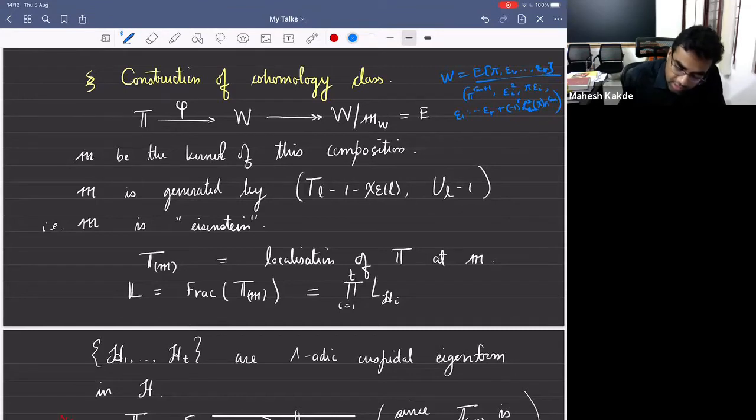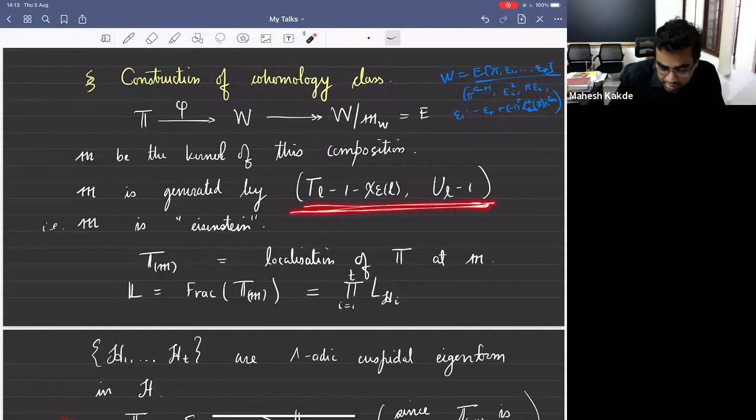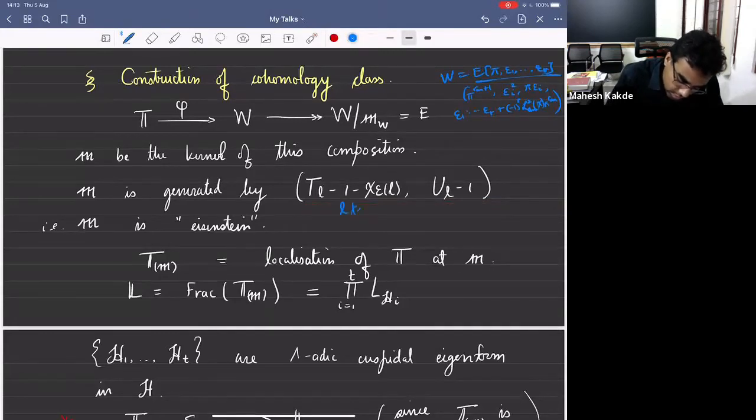So it's a very explicit thing, and it's a local ring, more importantly, right? So I have the maximal ideal of that W, which I denote by M_W, and I take its quotient, so I get E. This is easy. So I take the whole composition like this, and I take M to be the kernel of this composition. So M is a maximal ideal of the Hecke algebra T. Okay, and you can in fact write it down explicitly. So it's an ideal generated by TL minus 1 minus chi epsilon L and UL minus 1. Okay, so here L does not divide NP, and here L divides NP.